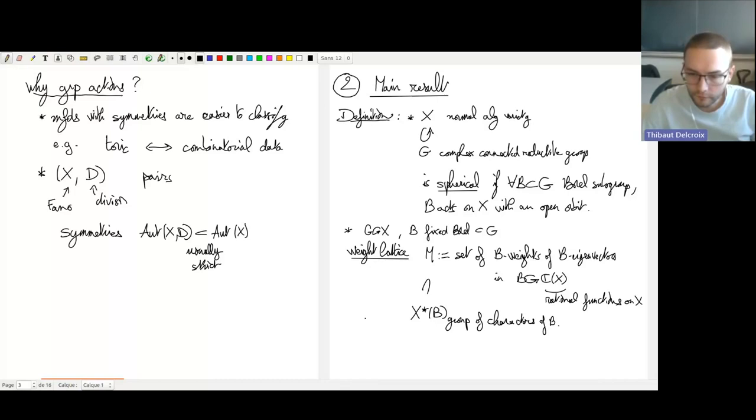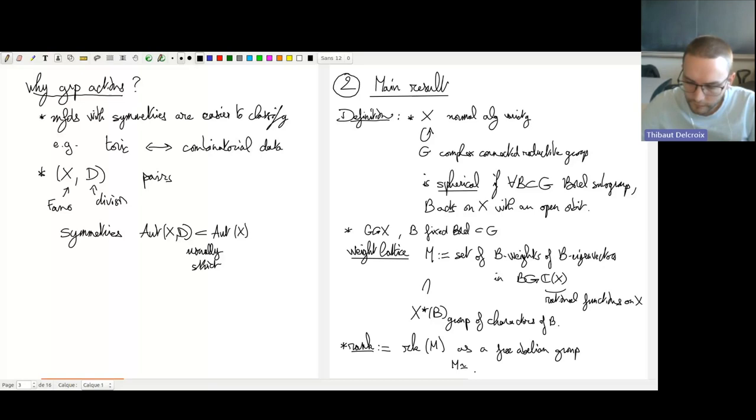Okay, so then the rank of the action is exactly the rank of this weight lattice as a free abelian group. M is isomorphic to some Z to the power of the rank. So that is the definition of the rank. This is a number associated to the action, and one can show, and this will come back later, that the rank is between zero and the dimension of X.